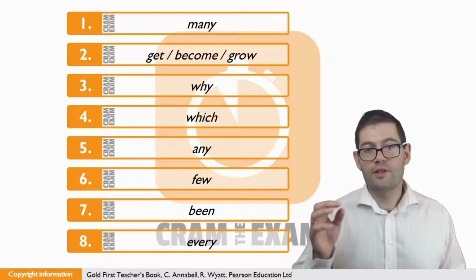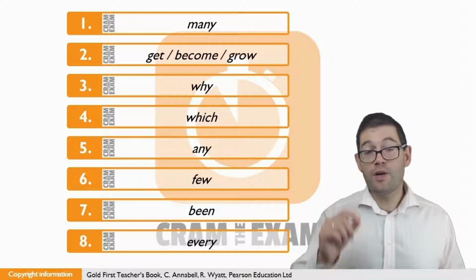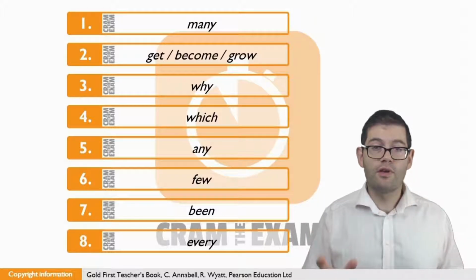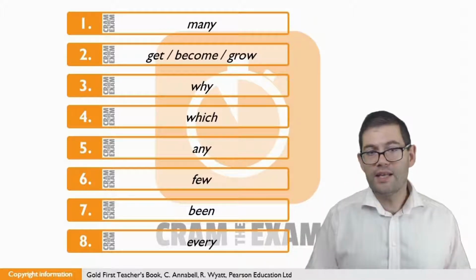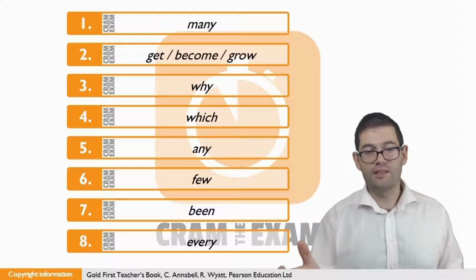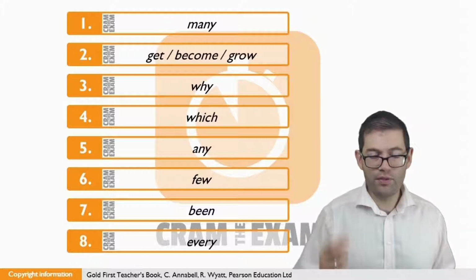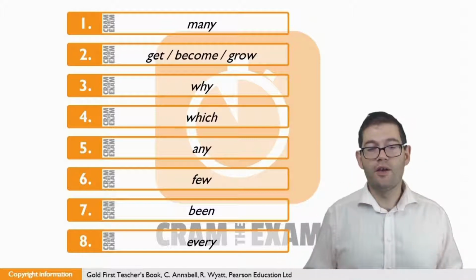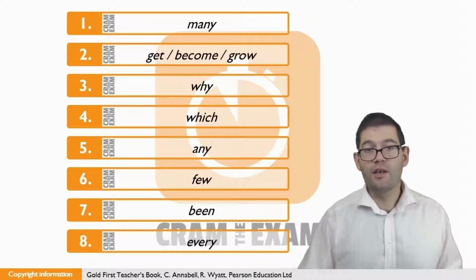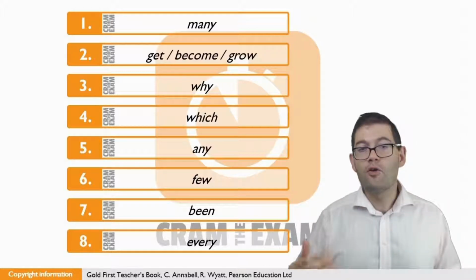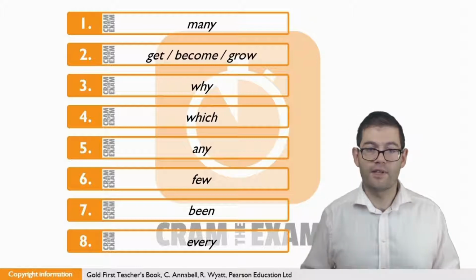For question number 2, the operative word here is the word after the gap, which is used. Which verb do we need which collocates with used that fits the context? And we've got 3 options that we can choose from. We can either say get used to something, become used to something, or grow used to something.